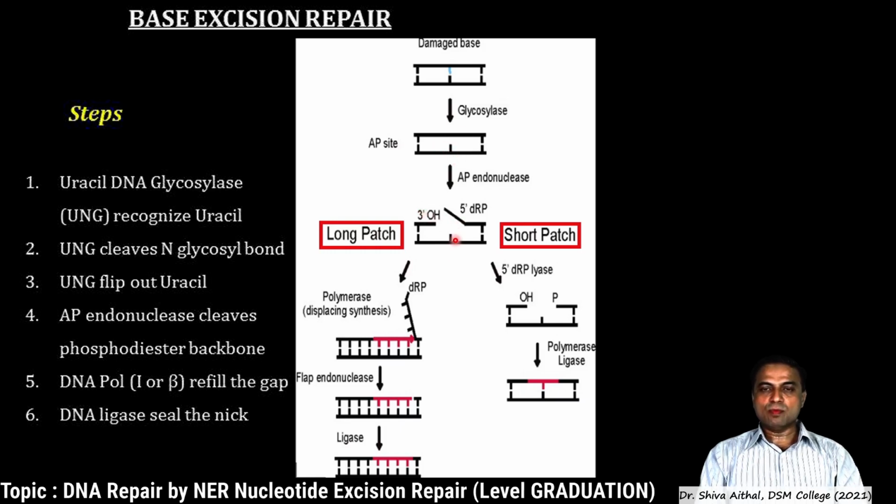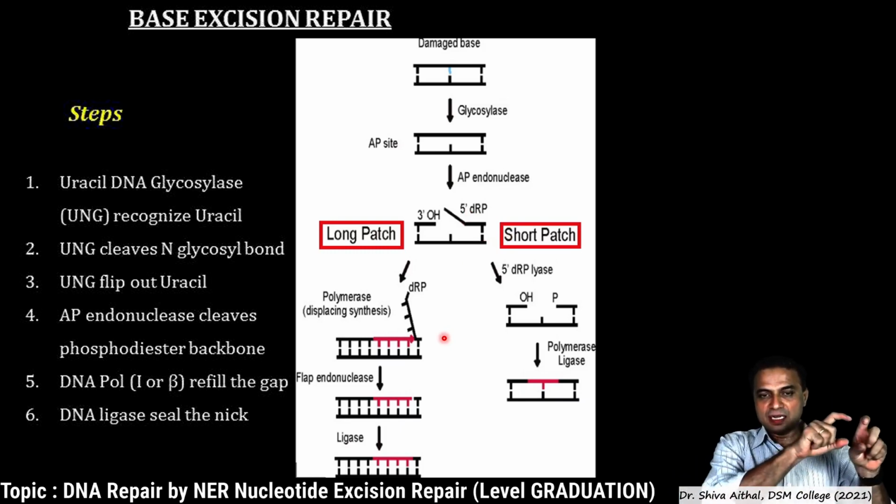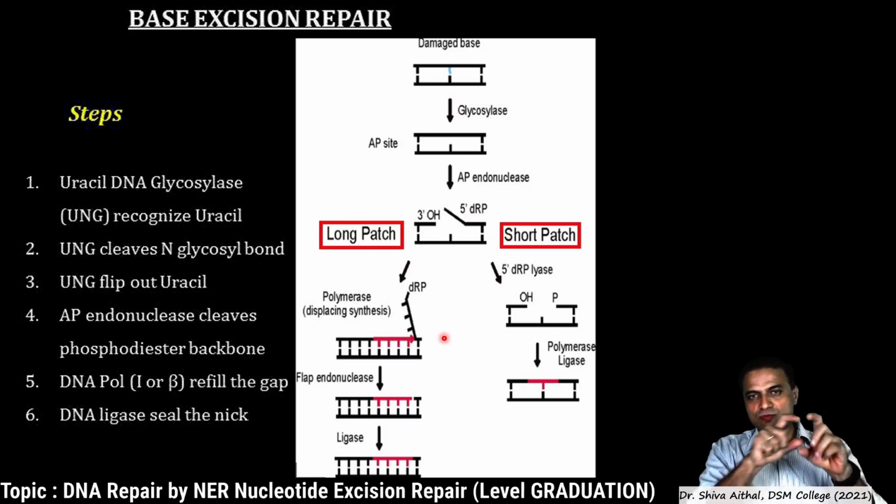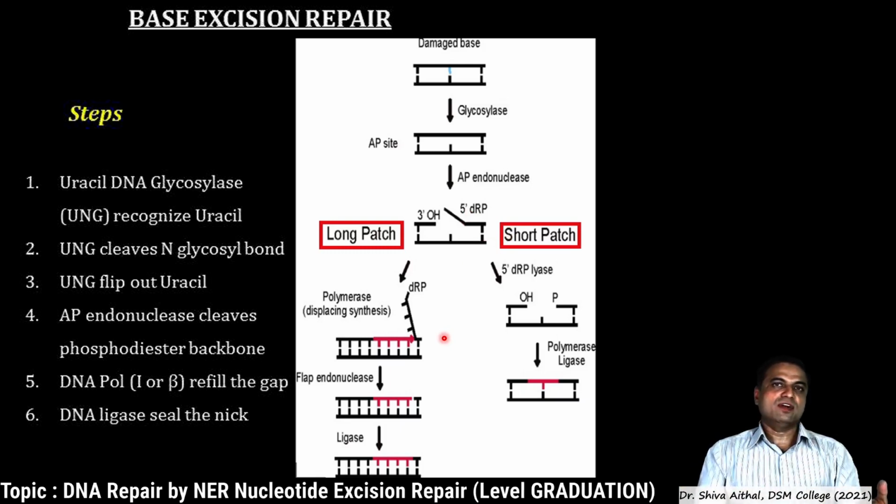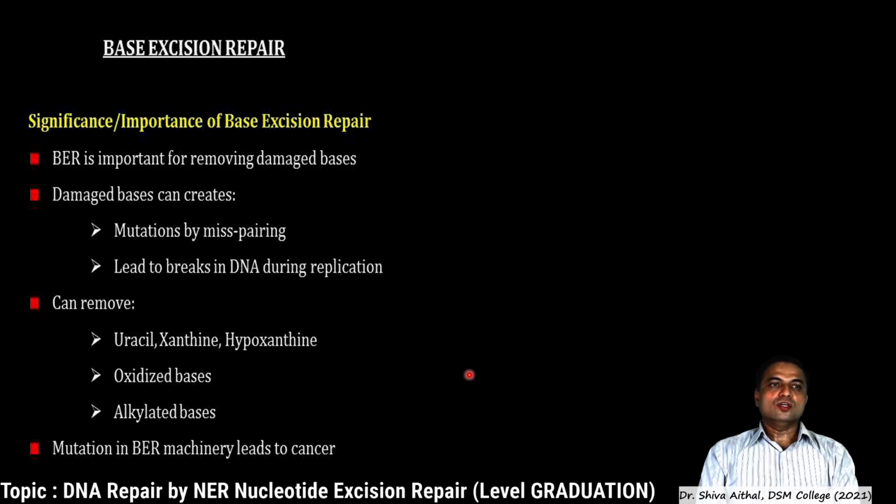Now this is removed by 2 mechanisms. One results in a long patch, the other is a short patch. This glycosylase enzyme can function by removing just one single base and filling, or, just like a nucleotide exchange, there can be a long patch of some 4 to 8 nucleotides or whatever, depending upon different species. A long patch can be removed. So DNA polymerase 1 or beta fills the gap, ligase seals the gap, and the damage is repaired. So this is how the BER functions.